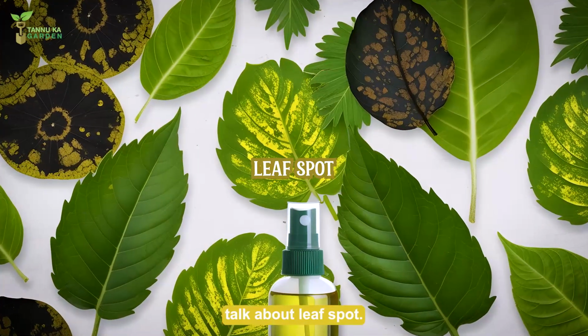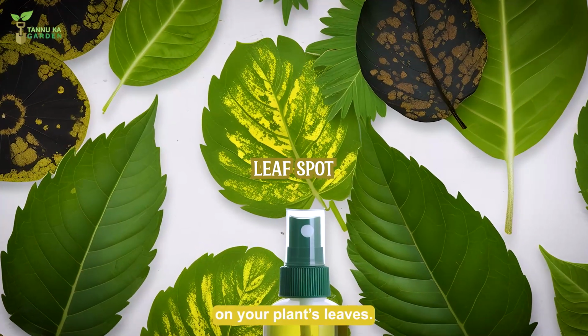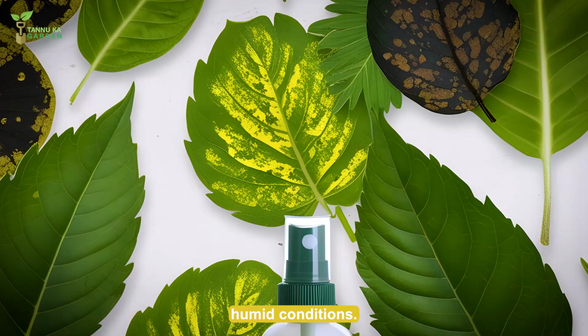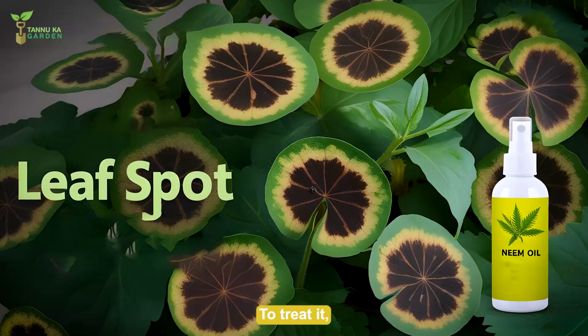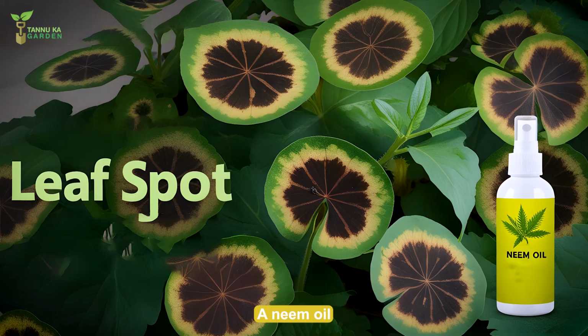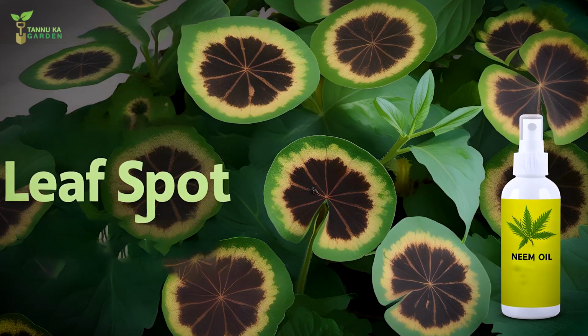Now let's talk about leaf spot. These show up as brown, black, or yellow rings on your plant's leaves. It's usually caused by a fungus or bacteria, especially in humid conditions. To treat it, remove the affected leaves and avoid watering from above. A neem oil spray works great as a natural antifungal and antibacterial treatment.